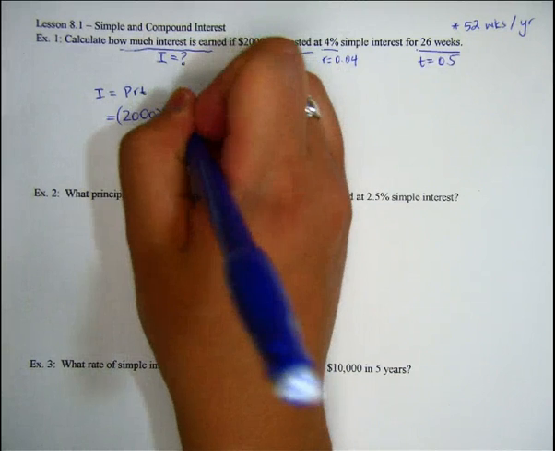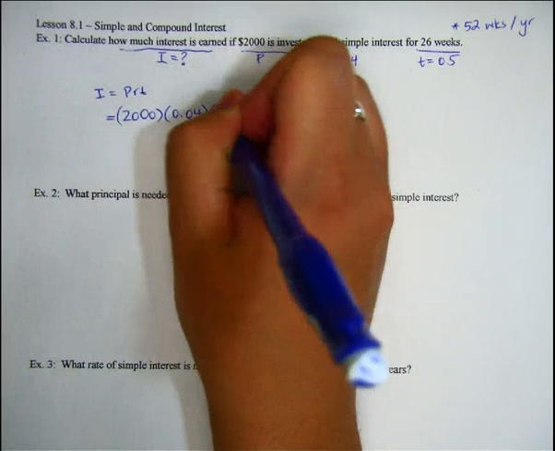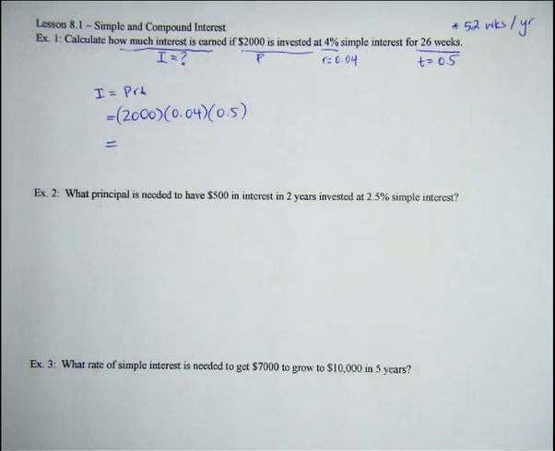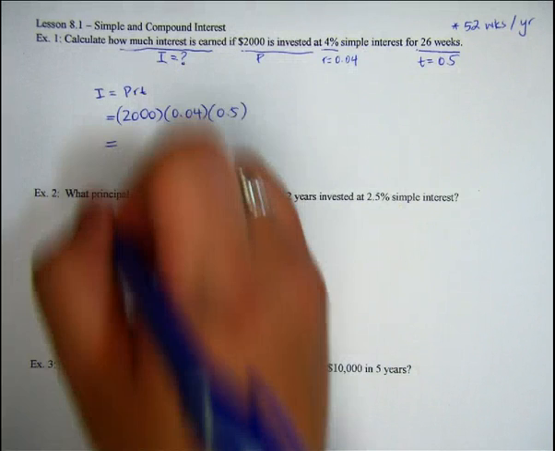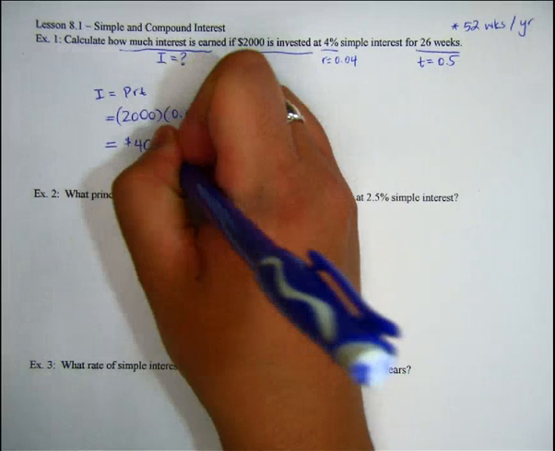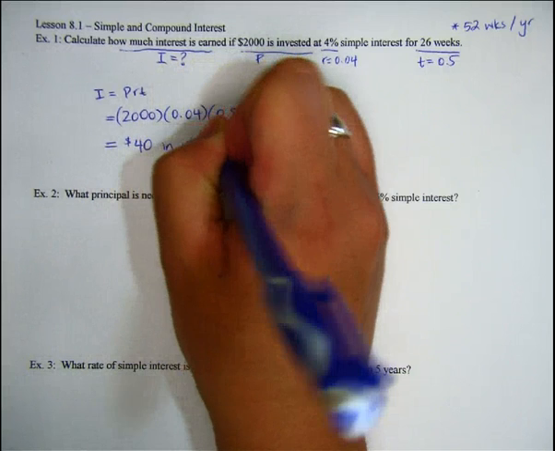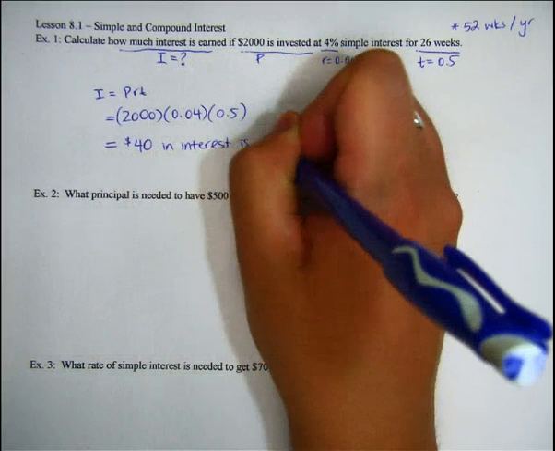So 2,000 times 0.04 times 0.5 and calculate. And you should get $40 in interest is earned.